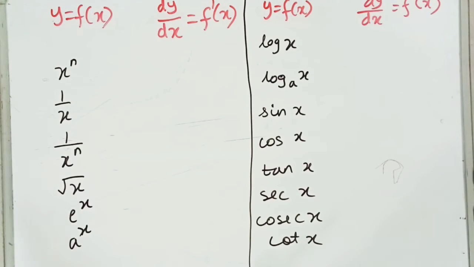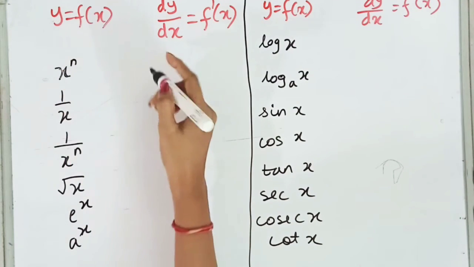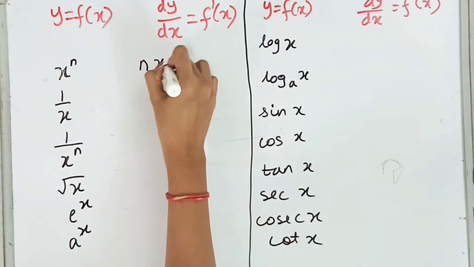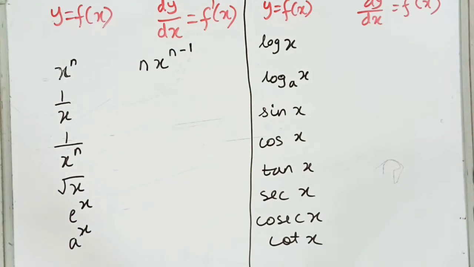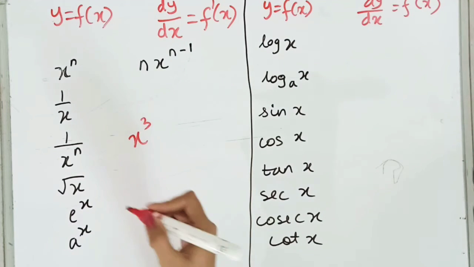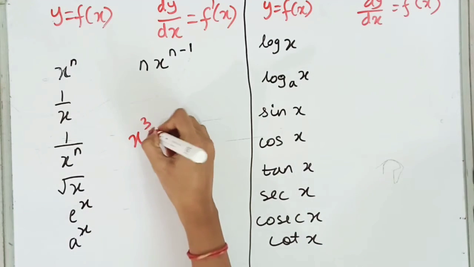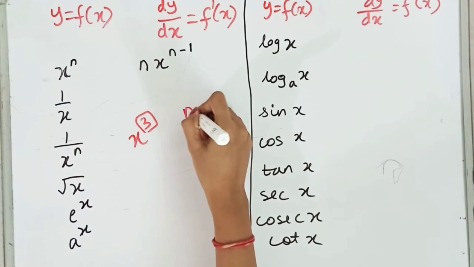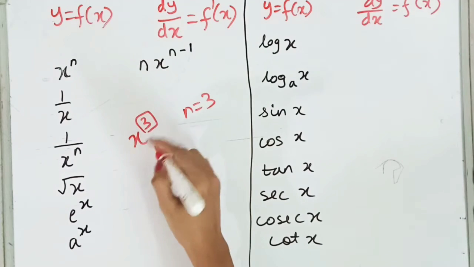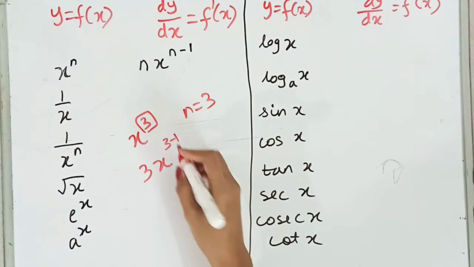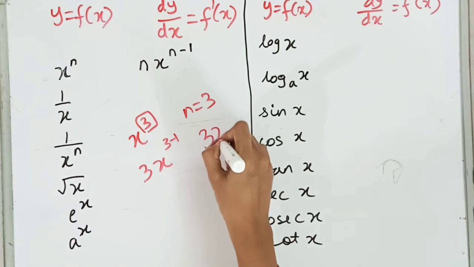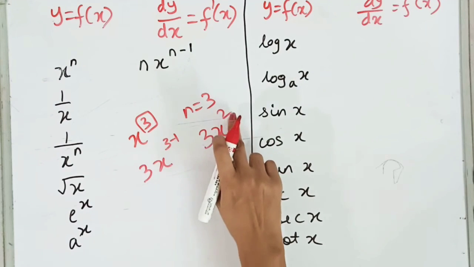Now let's see some derivatives of standard functions. If there is a function x raised to n, its derivative will be n x raised to n minus 1. Suppose we are given the function x cube and we have to find its derivative. So n over here is 3. So 3 times x raised to 3 minus 1, and 3 minus 1 is 2. So our derivative will be 3x squared.